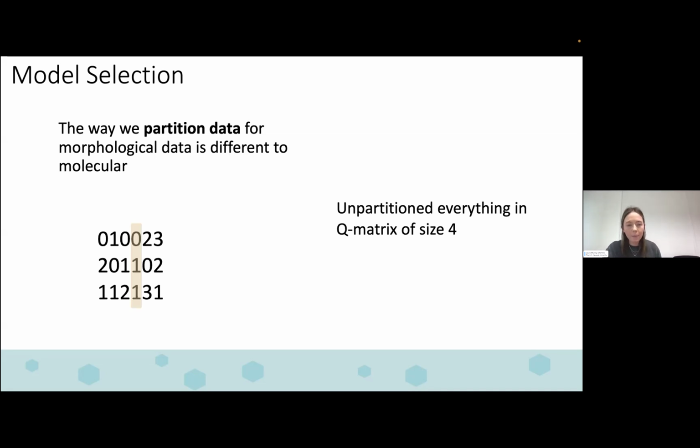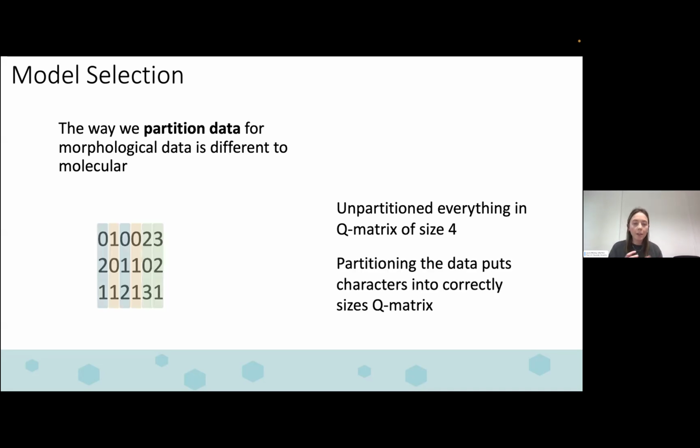So for this type of analysis, you start partitioning, and you end up with these 3 different partitions. Essentially, you're having different Q matrices of different sizes, which is a fundamentally different kind of process than you would have for molecular.